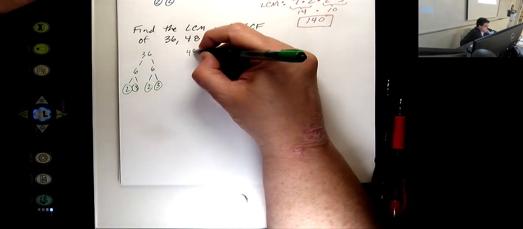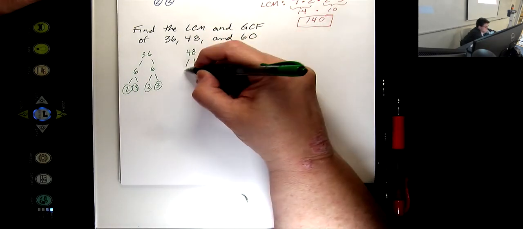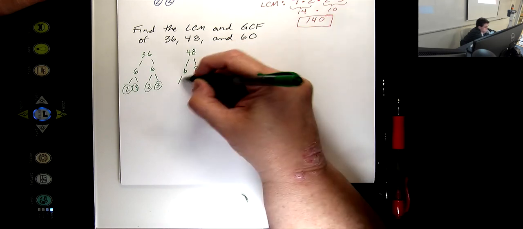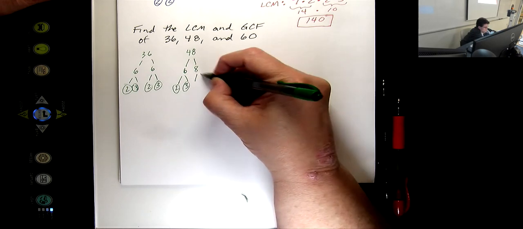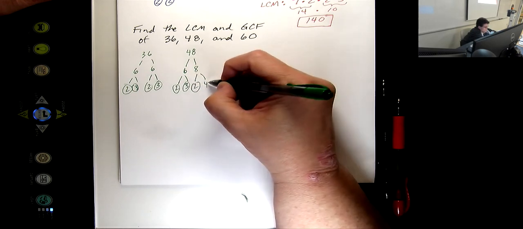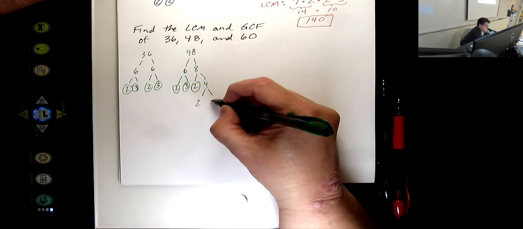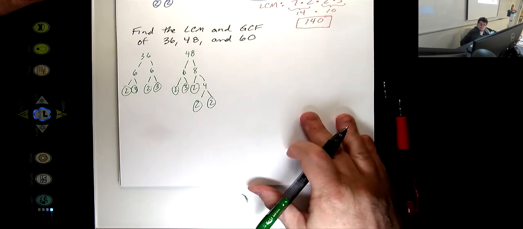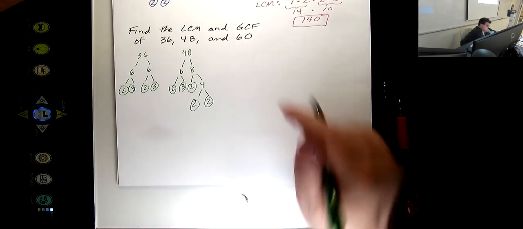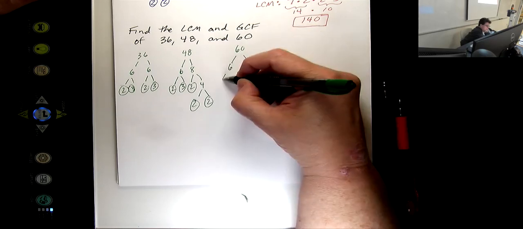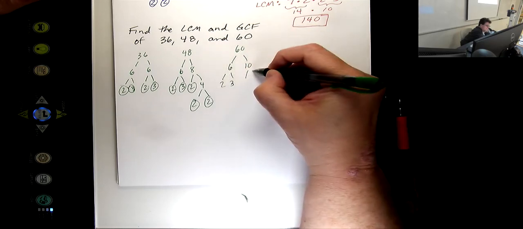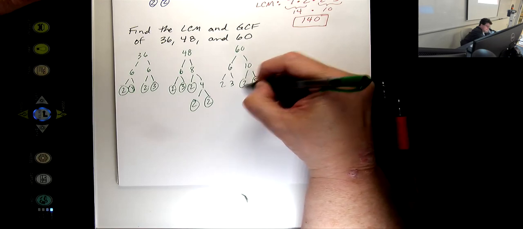48 from the multiplication table is 6 times 8. 6 breaks down to 2 times 3. 8 is 2 times 4, and 4 breaks down to 2 times 2. And we did 60. 60 we had is 6 and 10, and 2, 3, 2, and 5.